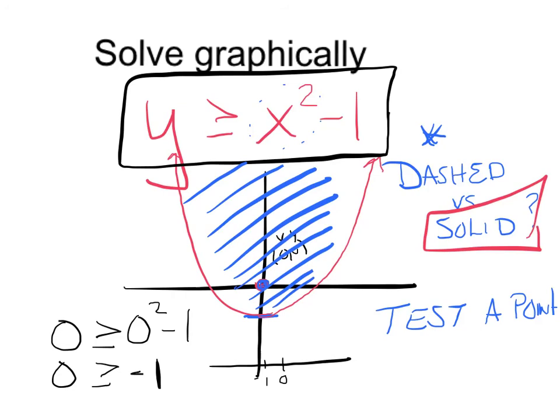So things to consider is whether you want a dashed versus solid function, and then test a point and shade where it's true. So maybe let's just add another note here. We're going to shade where it's true.